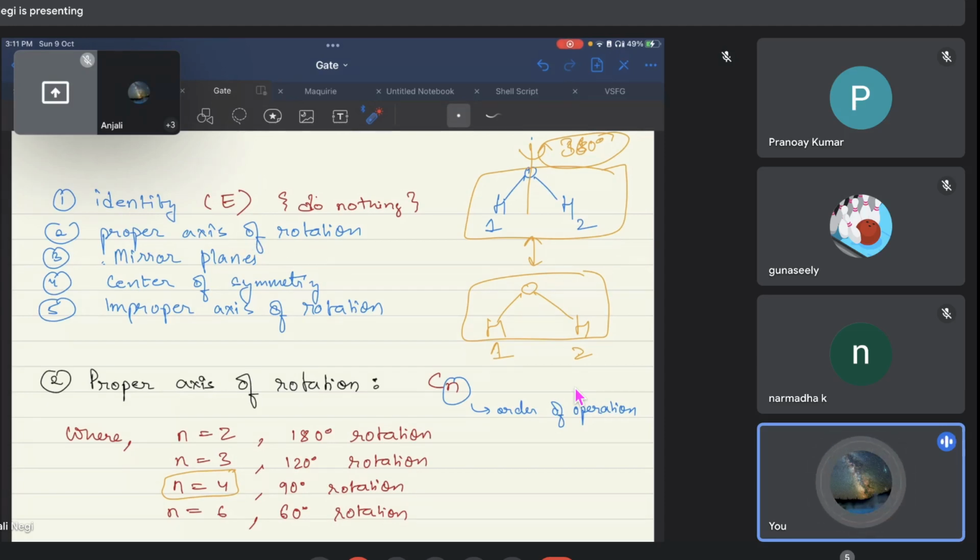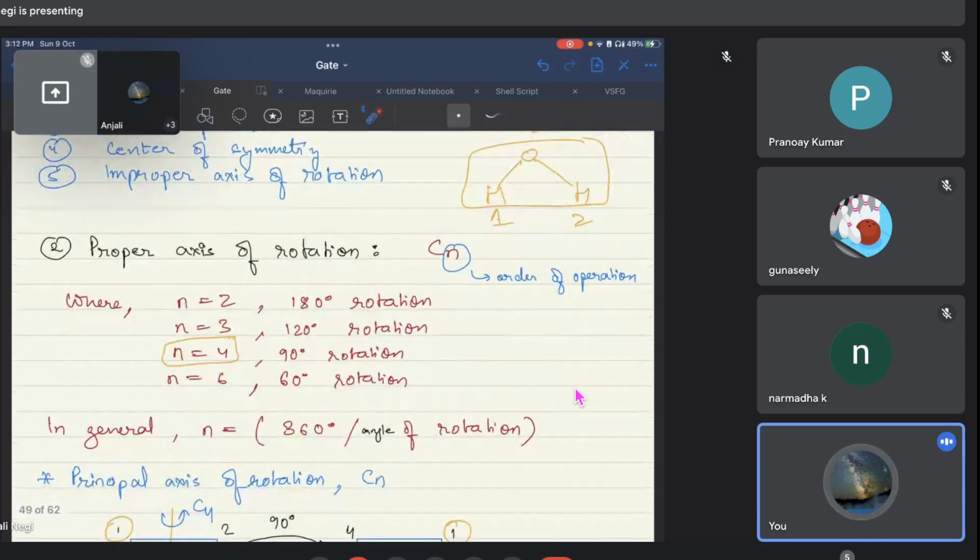Now, second is the proper axis of rotation. This symmetry element is the axis of rotation. The word proper here, when I was studying in my masters, I also used to ignore, and I just read it as an axis of rotation or the principal axis of rotation. Particularly, the principal axis of rotation is the one having the n, that is the order of operation, of highest value. This I kept in my mind.